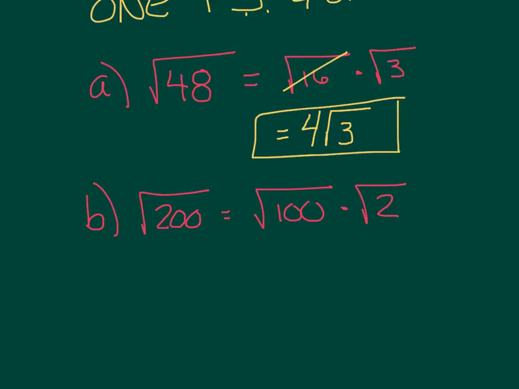Now again, you say to yourself, which one do I know? Well, the square root of 100 is 10, so that comes outside. I don't know the square root of 2, so I leave it. Now, if you have to break this down again, if you didn't pick the biggest one, that could be an option, so be very careful.